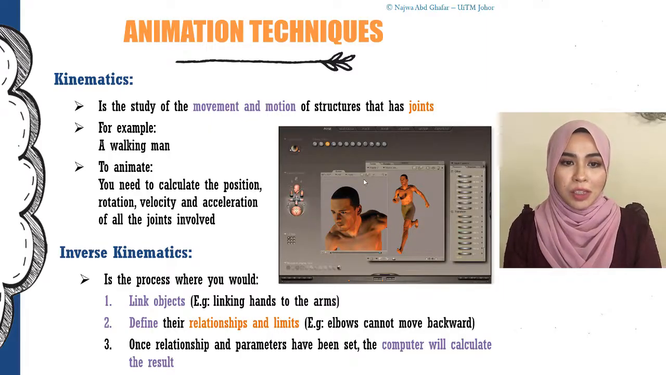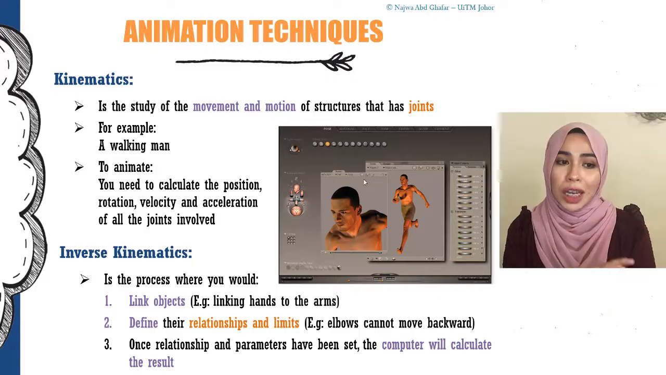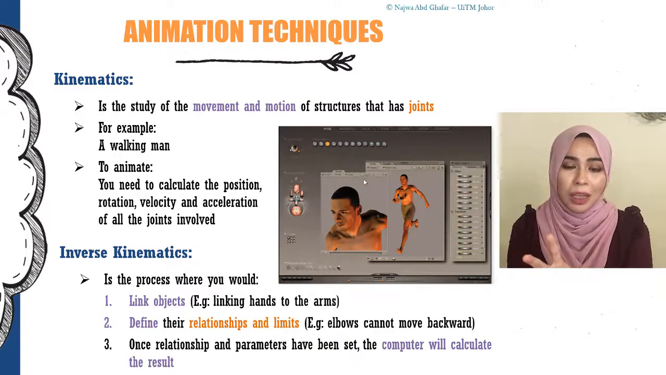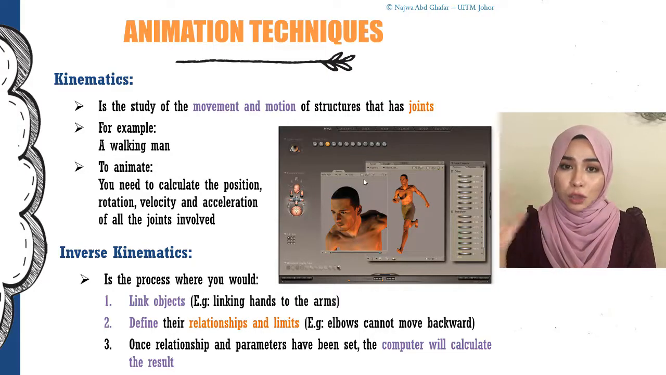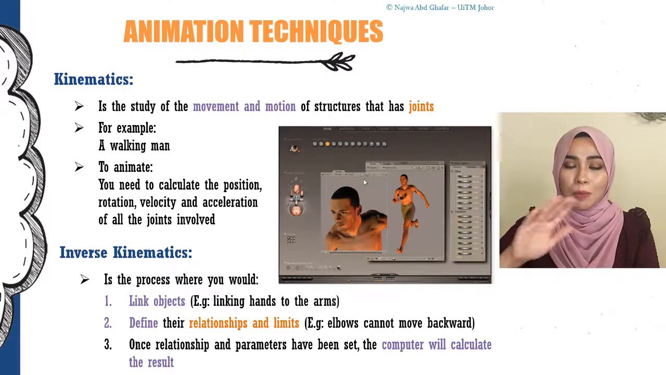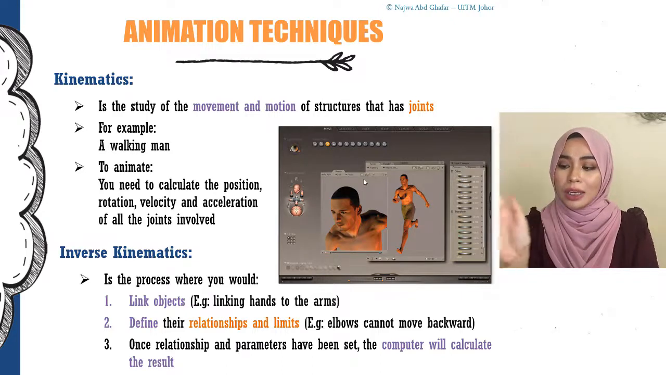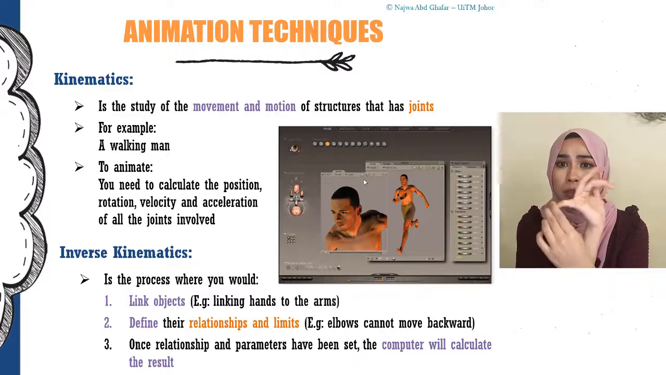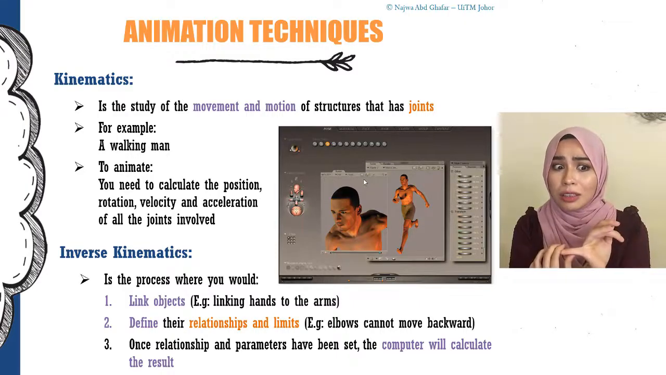The next type of animation technique is called kinematics. Kinematics is the study of movement and motion of structures that have joints. We usually relate this with 3D animation. When we have a model, such as a man right here, a model of a human, we need to know how to move its joints. Let's say I want to move my hand, how do I move? I have my wrist. If I move my finger, can I bend my finger way back? Is that logical to do that?